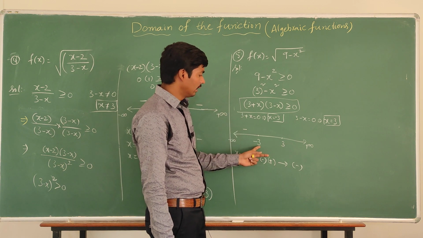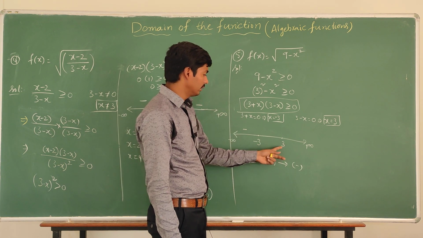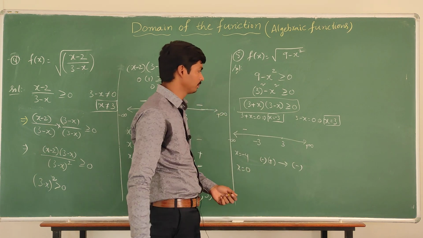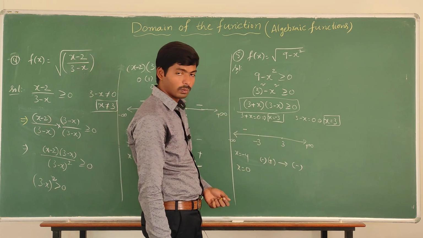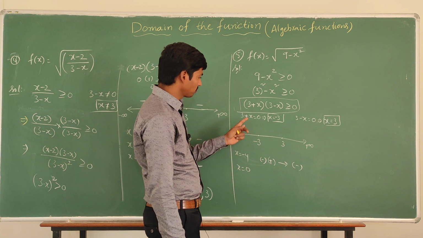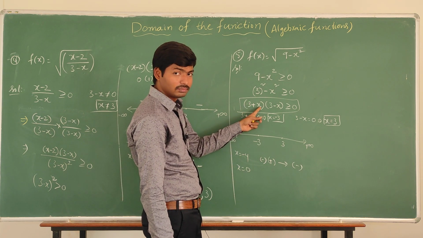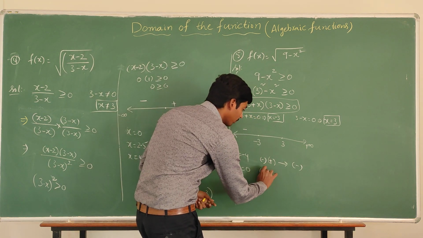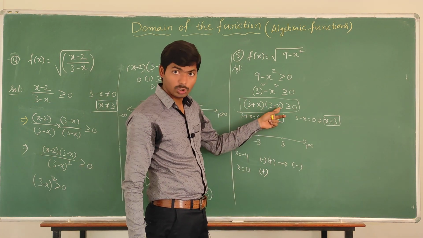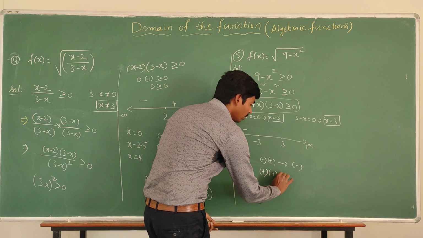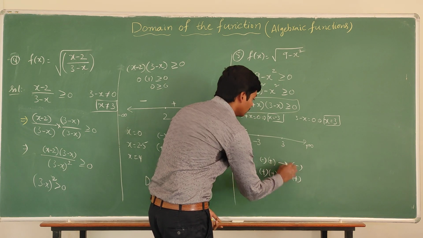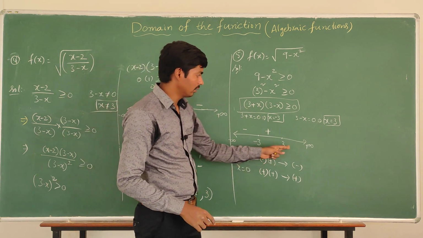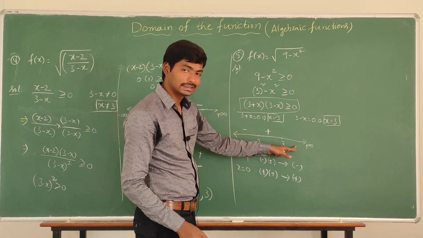And next, the interval from minus 3 to 3. Suppose I take the arbitrary number 0. So 3 plus 0, 3, is a positive number, and here 3 minus 0 is also a positive number, 3. Plus into plus will be plus. So for all these values my product will be positive.